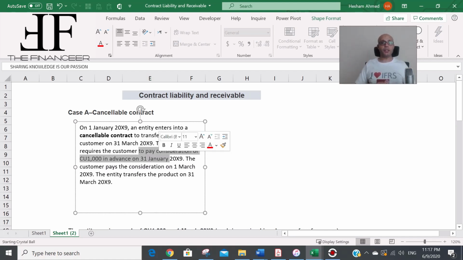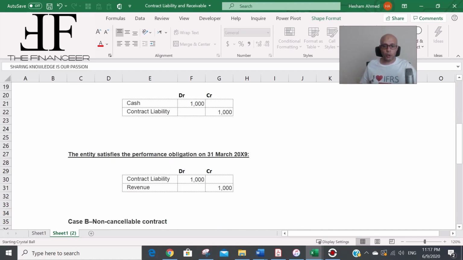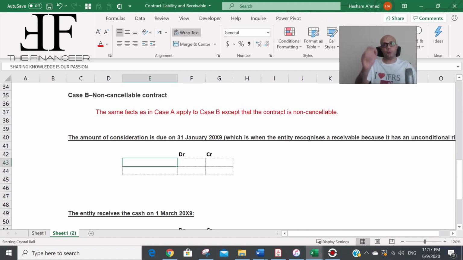Why? Because the contract is non-cancellable. So we need to consider receivables on this date. So we are going to say, okay, on the 31st of Jan, we need to consider receivables. So we are going to say contract receivables with 1,000. And this will be a contract liability at the same time. Why? Because I recognize receivables. Most people expect to see revenue in the credit, but actually I didn't deliver the performance obligation to the customer and I cannot recognize revenue. So I have to recognize contract liability.